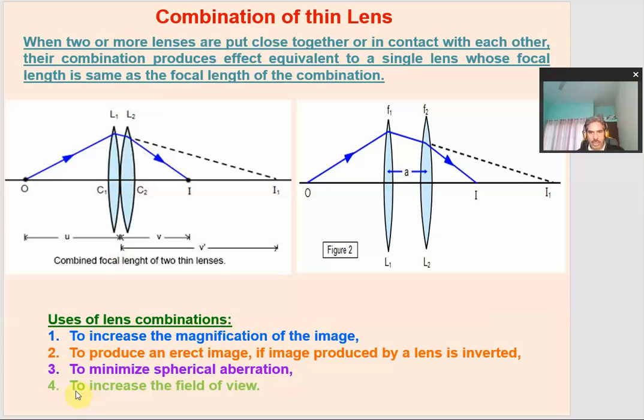And one more advantage is that it increases the field of view. By using two lenses, these two lenses can gather the light from a wider view of the field, right? So these are some applications, uses, or advantages of using lens combinations.